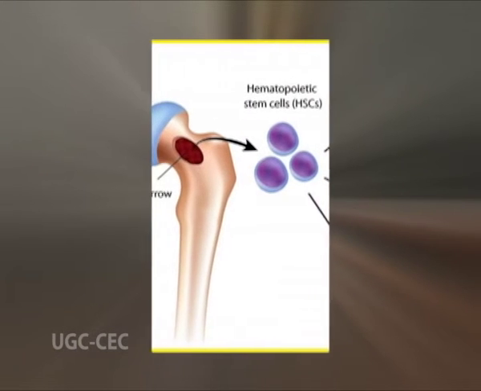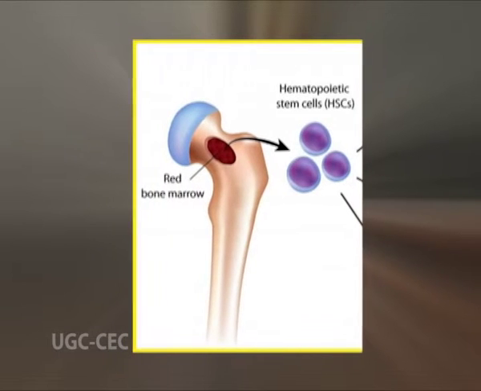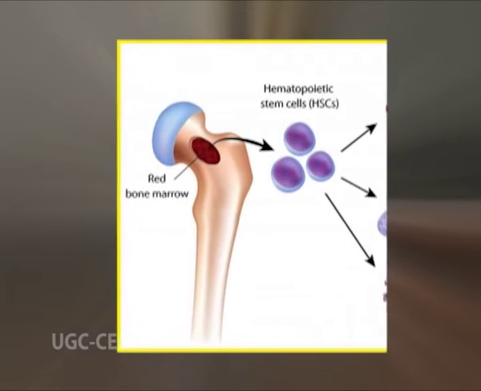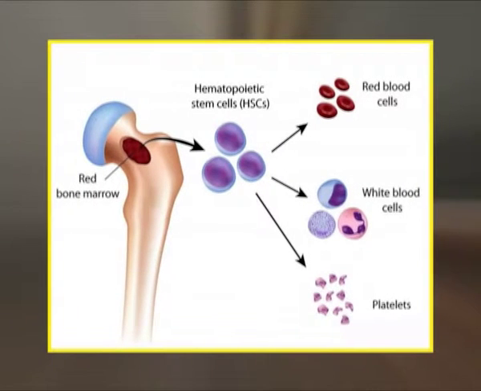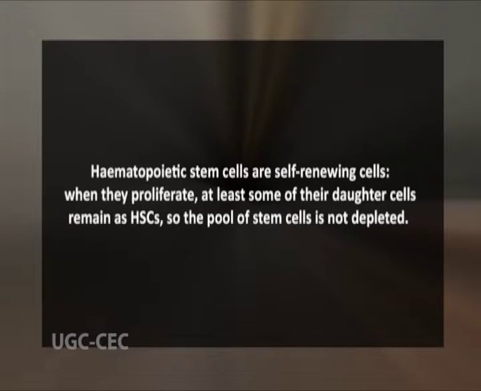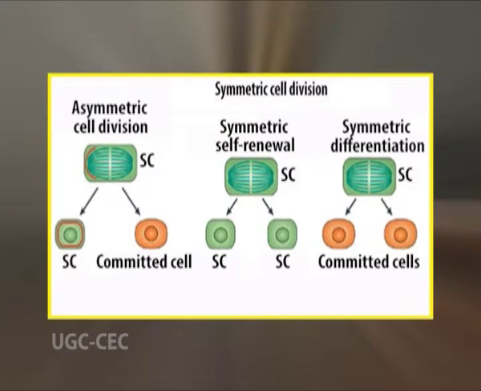Hematopoietic stem cells reside in the medulla of the bone, that is bone marrow, and have the unique ability to give rise to all of the different mature blood cell types and tissues. Hematopoietic stem cells are self-renewing cells. When they proliferate, at least some of their daughter cells remain as hematopoietic stem cells, so the pool of stem cells is not depleted. This phenomenon is called asymmetric division.